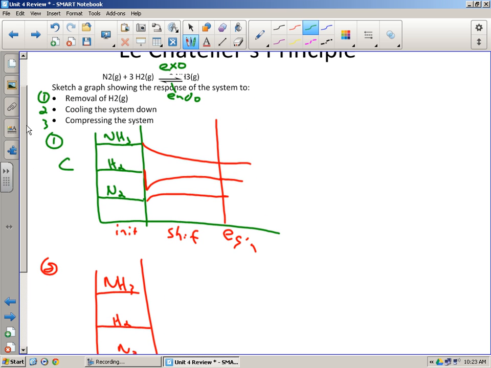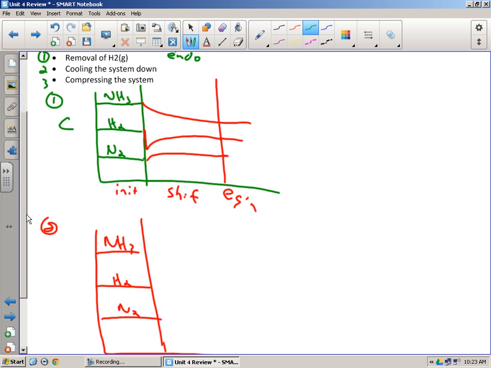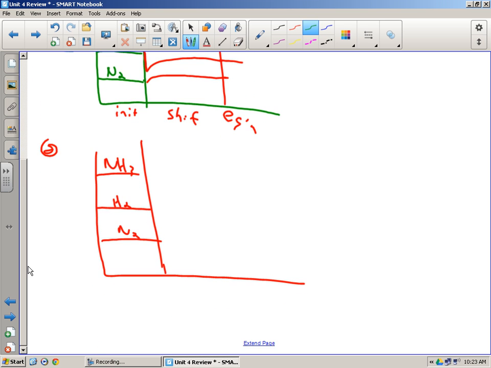Heat back up is exothermic. So if I cool it down, it's going to try and make more exothermic. Exothermic, of course, is the forwards reaction. I'm going to be making more NH3. So that's going to increase.